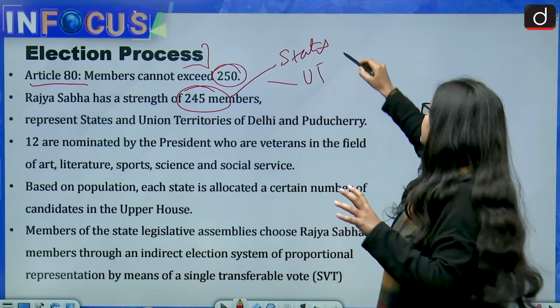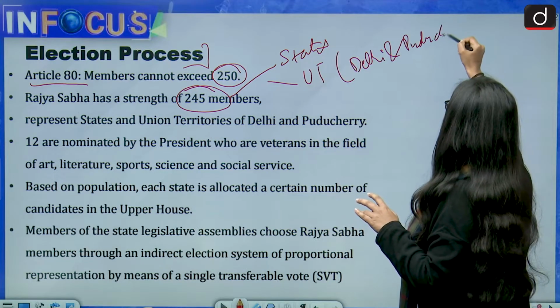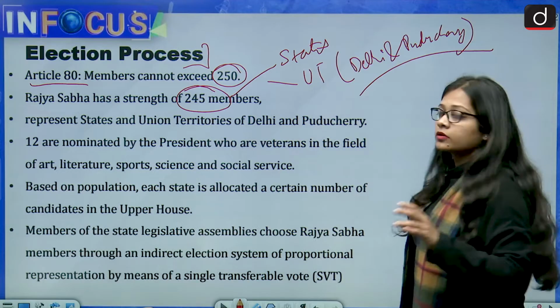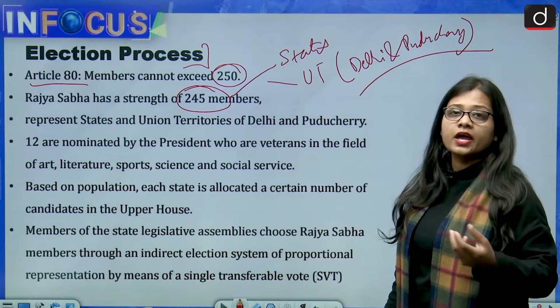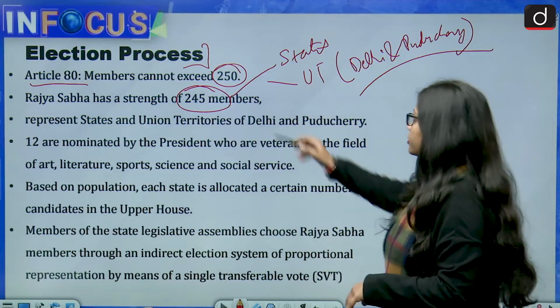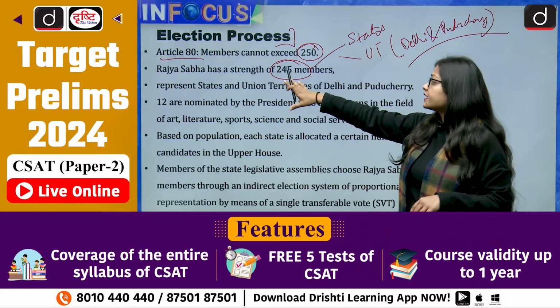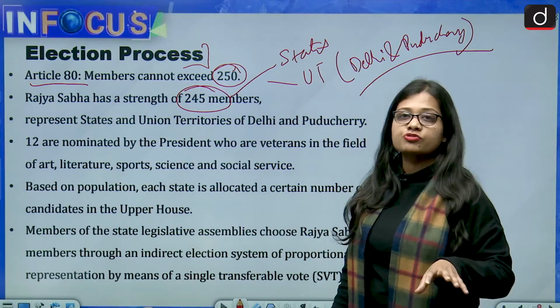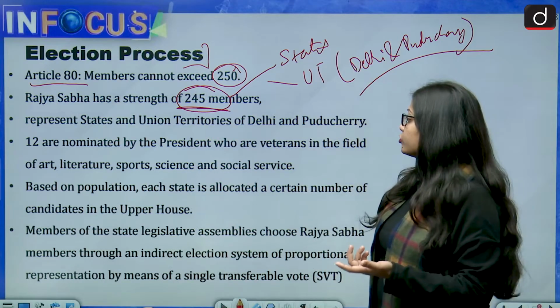The union territories specifically are Delhi and Puducherry. So Rajya Sabha represents both states and UTs. The maximum strength is 250, this is with regard to Article 80 of the Indian constitution. As of now, the strength is 245 and this represents both states and union territories.